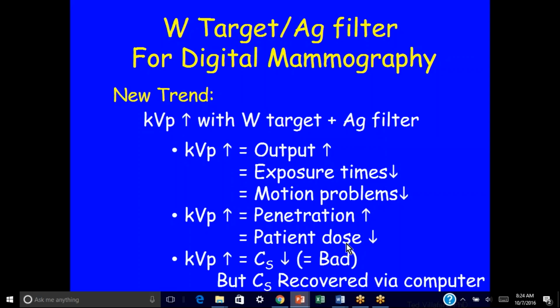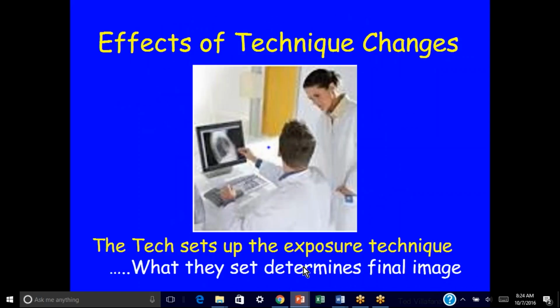And as we said at the bottom of this slide, you recover some of that subject contrast via the computer. Okay, enough said for different target materials. Are there any questions on that? I want to redirect our attention. If there's any questions, just pipe them in.